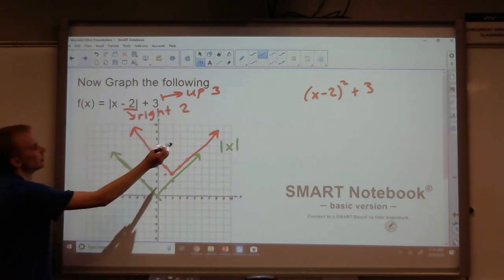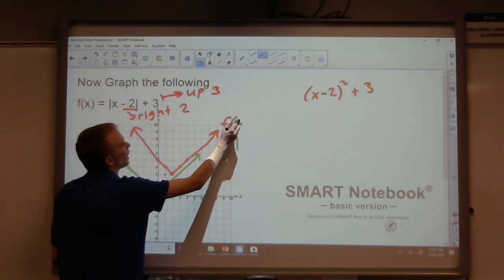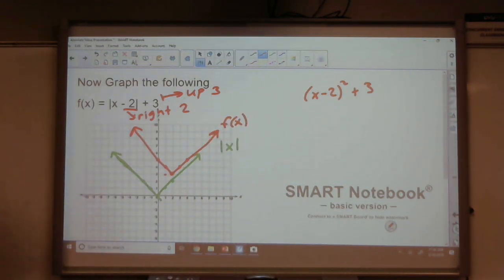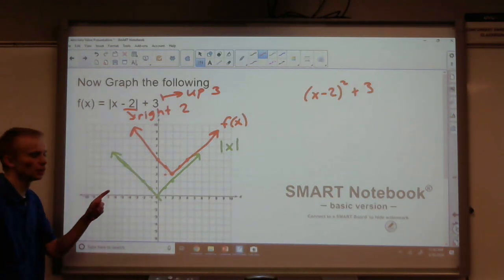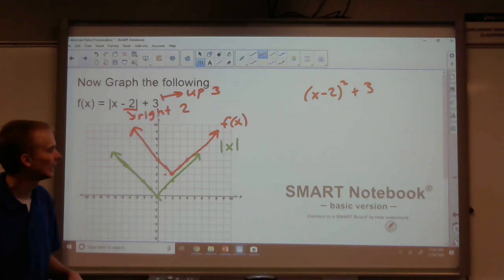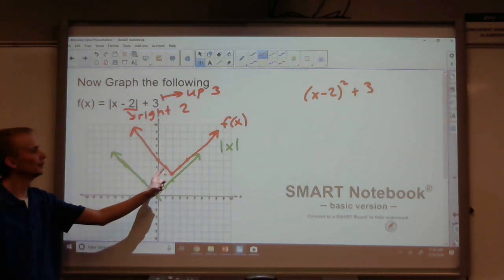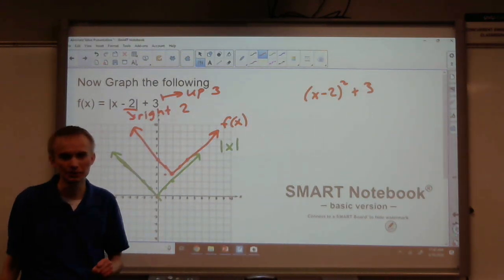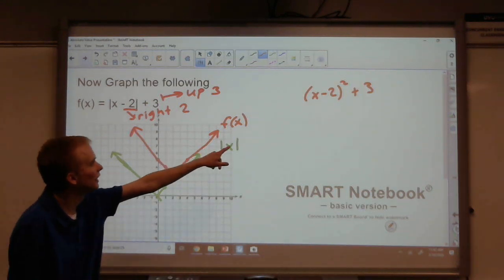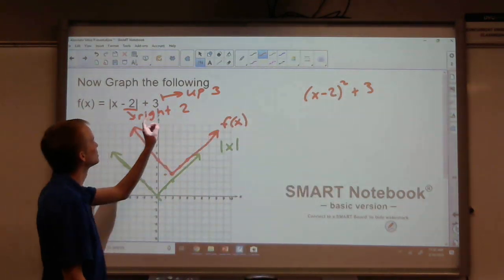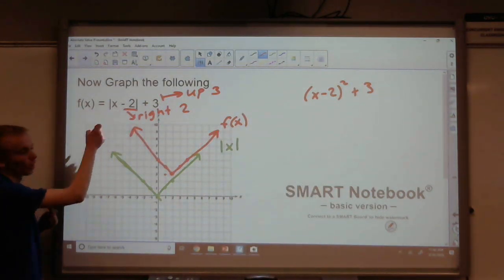So this graph in the red, this is f of x. Okay? So notice it's very similar to graphing quadratics. It's just with a V instead of a U, right? Quadratics have a square in them. Absolute values have these bars. Okay?